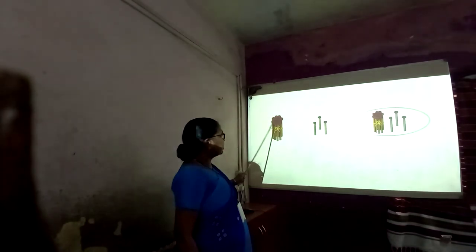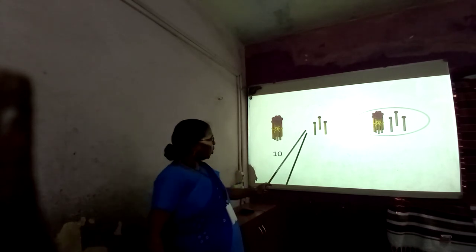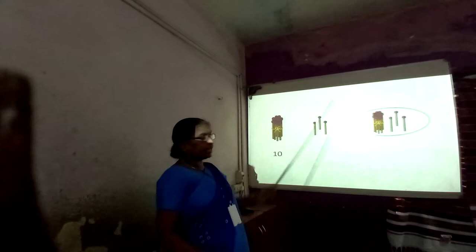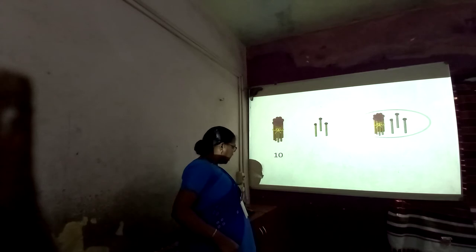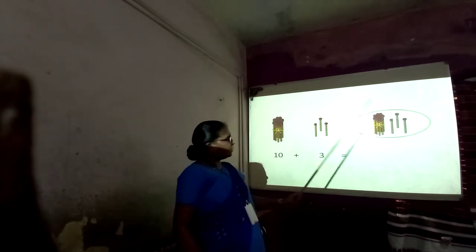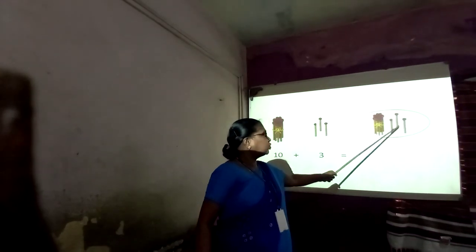Now here, we made a bundle of mastic sticks, that is 10 mastics we made a bundle. So this is what? 10. Now here, 1, 2, 3. 3 separate mastics are there. That is 3 single mastics are there. What we are going to do is, we are going to add these 3 mastics to these 10 mastics. 10 plus 3 is equal to, let's count here, 10 mastics, 10, 11, 12, 13.